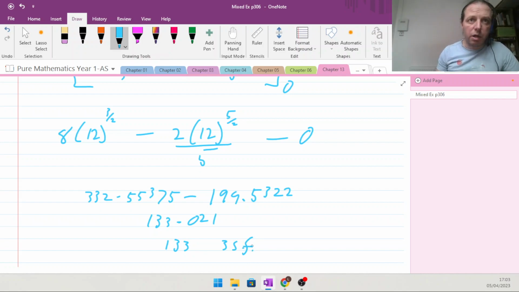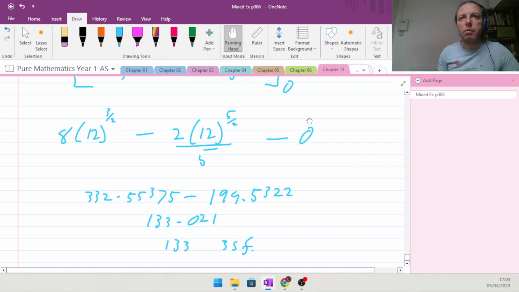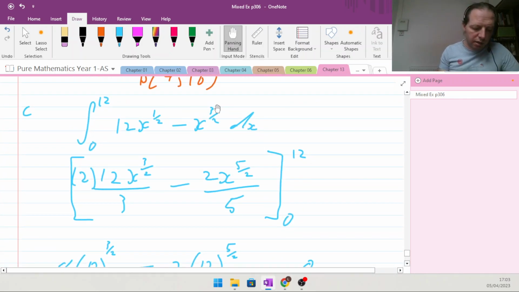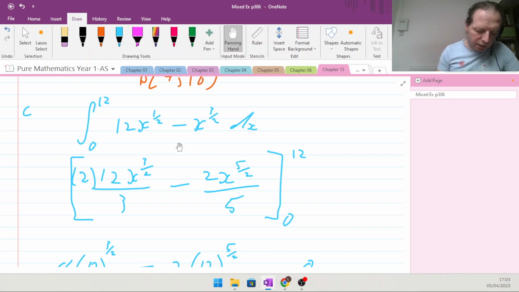Might be worth, with one that goes as long as that, to just use your function on the calculator. Since you're doing it between the limits, you can go straight into typing it into the calculator: 12x to the power of a half minus x to the 3 over 2, and we're working between 0 and 12. And straight into the calculator.